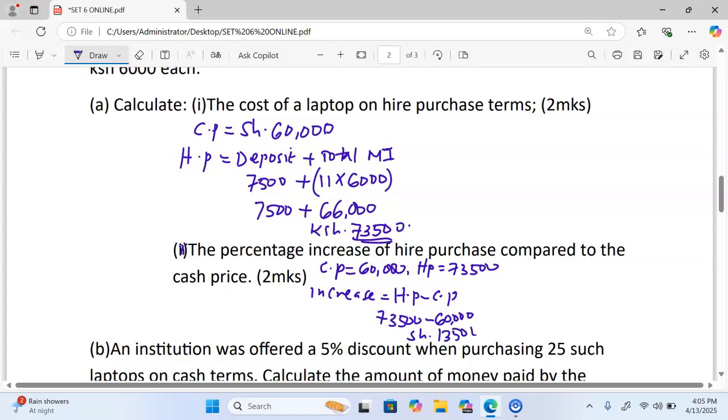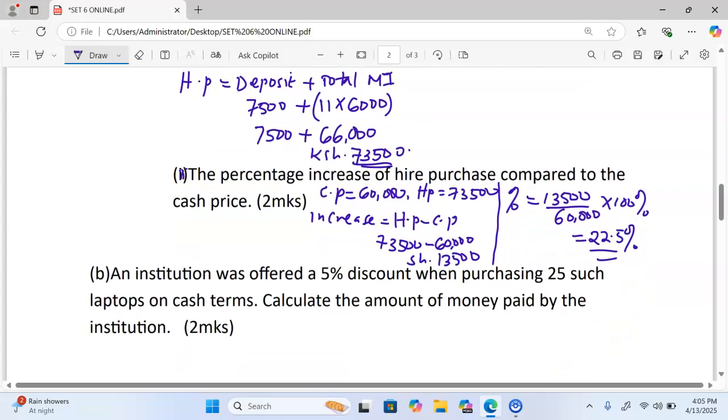13,500. Once we have the increase, to get the percentage increase we simply take the increase, which is 13,500, divide by the cash price of 60,000, times 100%, and this gives us a percentage of 22.5. We are moving to part B.